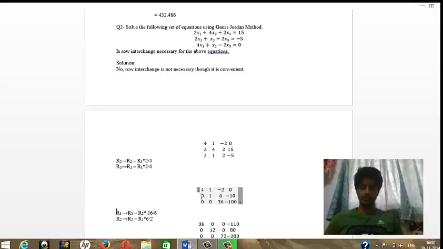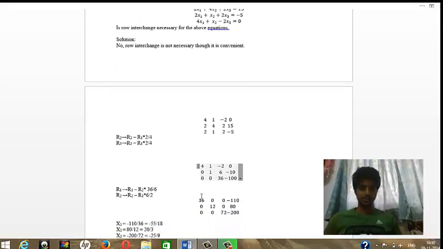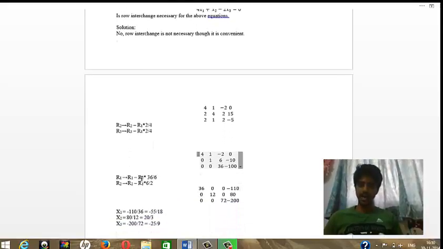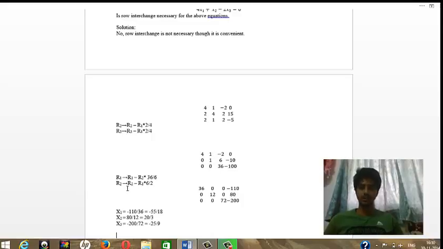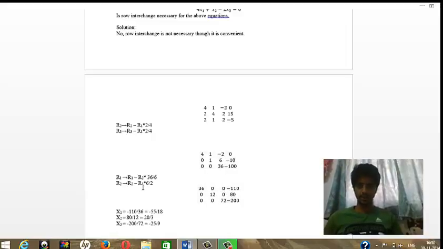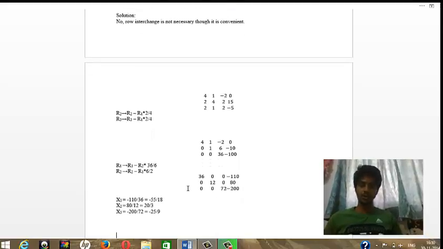See, you can look here. The next step is that r1 is equal to r1 minus r2 into 36 by 6, that is, we have to make this element 0. 36 divided by 6, and similarly r2 is equal to r2 minus r1 into 6 by 2. So these two terms are made 0 in the following operations. Therefore, by making more and more zeros, we can estimate the values of x1, x2 and x3.